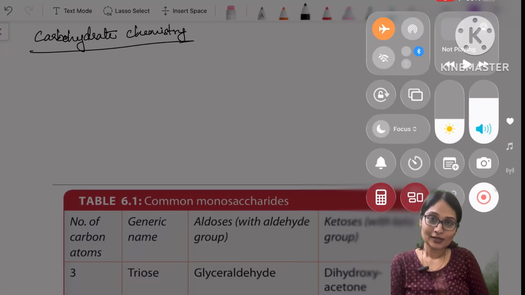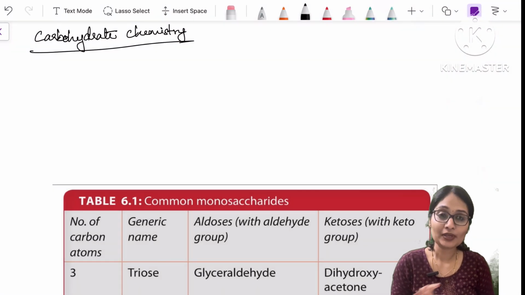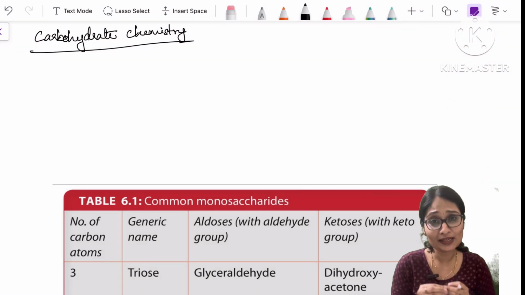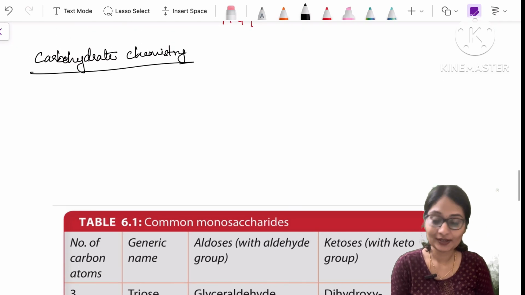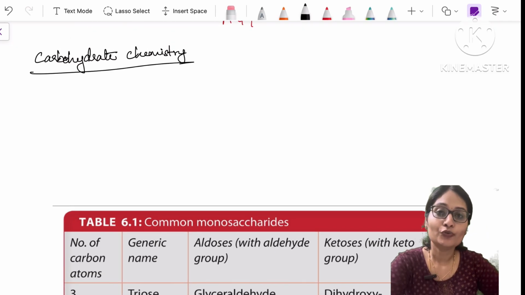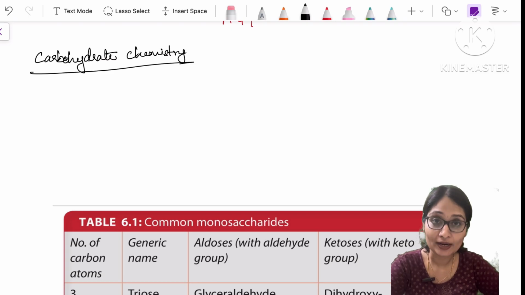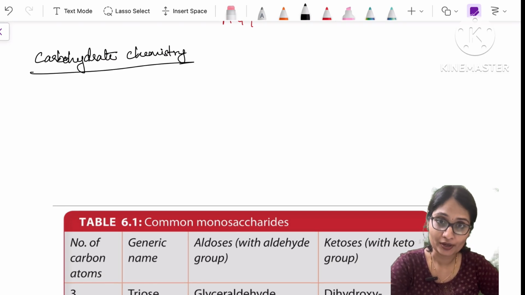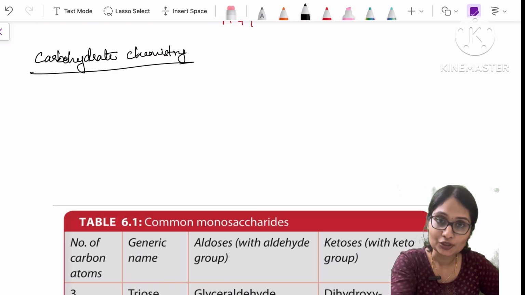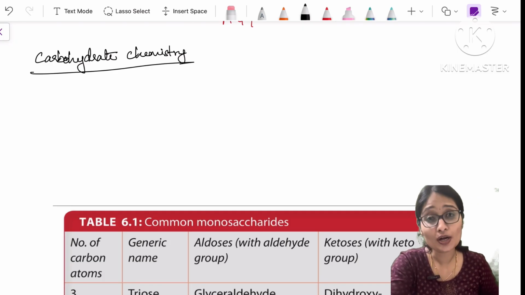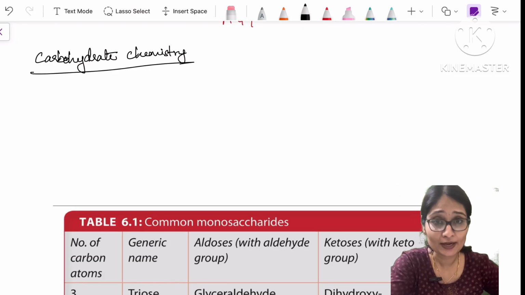So hello all. Today let's discuss something interesting, which is the basic of all chapters, I would say. That's carbohydrate chemistry. Before moving on, I need your idea on carbohydrate. What do you think a carbohydrate means? So the definition of carbohydrate: a carbohydrate is nothing but either an aldehyde or a keto derivative of polyhydroxy alcohol.